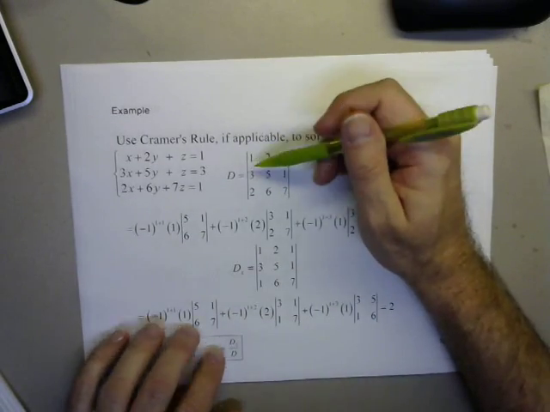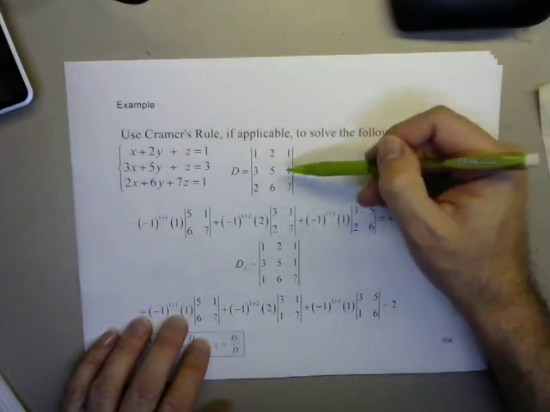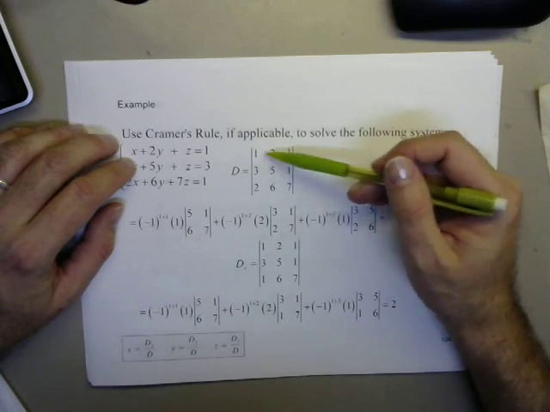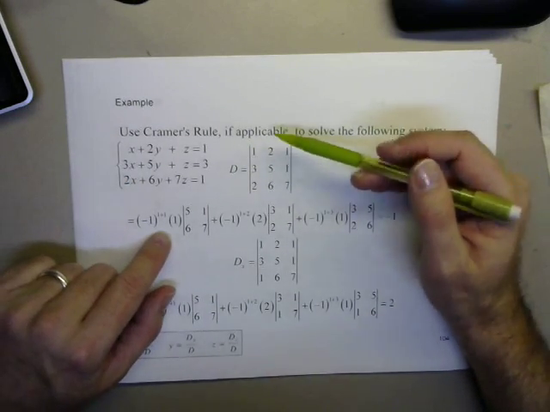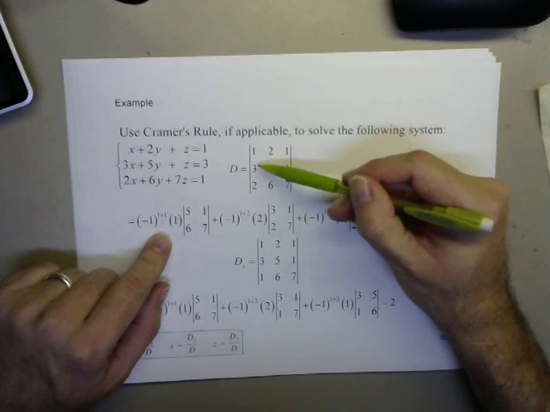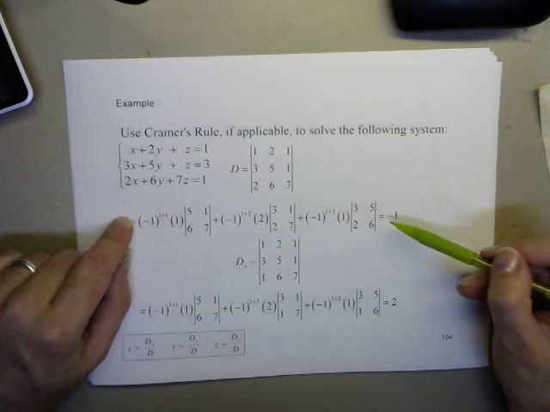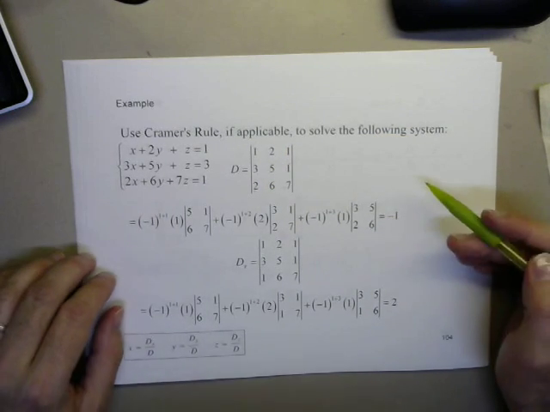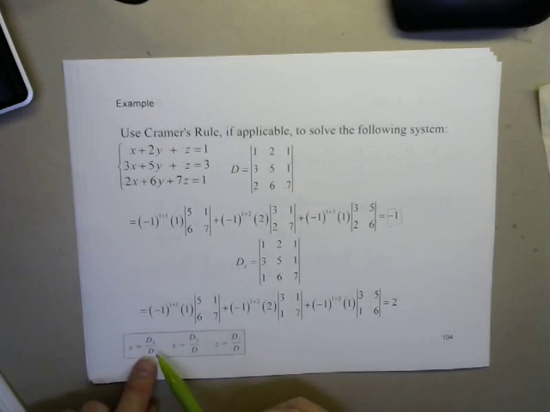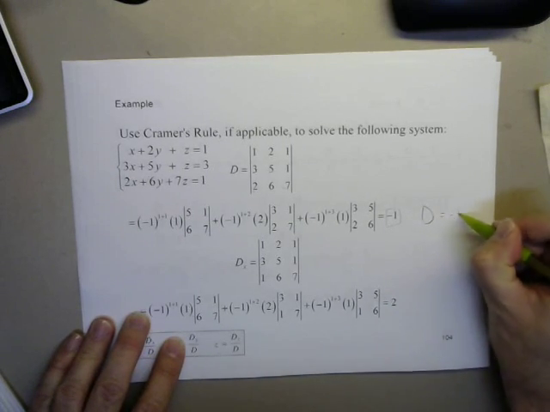So I'll calculate the coefficient determinant here. I'll just write down 1, 2, 1, 3, 5, 1, 2, 6, 7, and calculate that determinant, right? And again, I'm just going to expand along the first row here because there's nothing with zeros in there. So I'll basically take 1 times that, minus 2 times that, and then 1 times that, minus that times that, right? So if I calculate that determinant, that should give me a negative 1. So that's the determinant on the bottom, that's D, right? So D, capital D in this case, is negative 1.